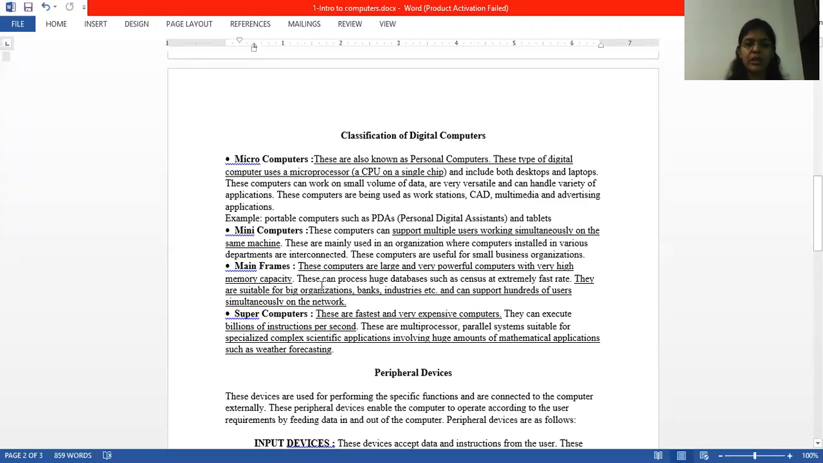So mainframe computers are large computers and very powerful as compared to micro and mini, and they have a very high memory capacity. They can handle huge databases where the CNS are extremely fast. So where are these used? We use this for purposes where we need to extract large data, or information from a large data, like CNS.